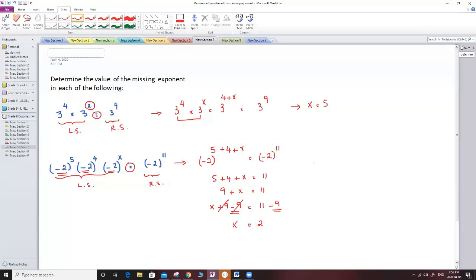And this is true. I can verify: negative 2 exponent 5 times negative 2 exponent 4 times negative 2 exponent 2. If I simplify as usual, this is the same base, negative 2, and I'm adding 5 plus 4 plus 2, which gives me negative 2 exponent 11. And this is a confirmation. I hope you understood this piece of multiplication of powers, and thank you for your attention.